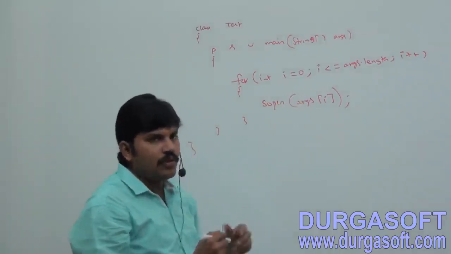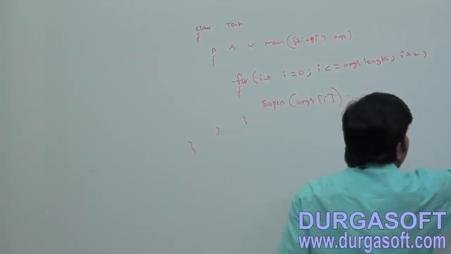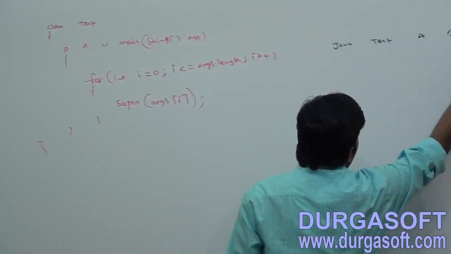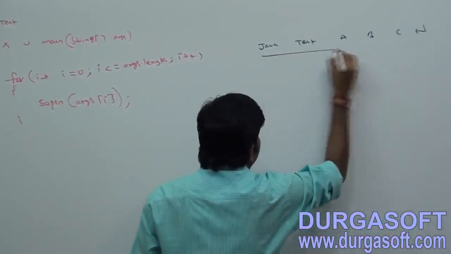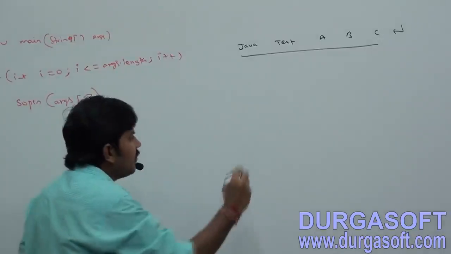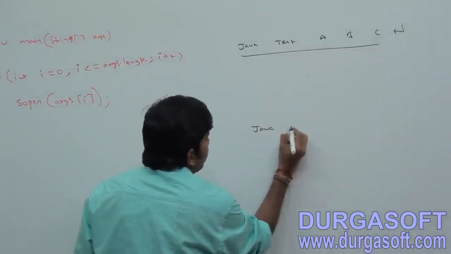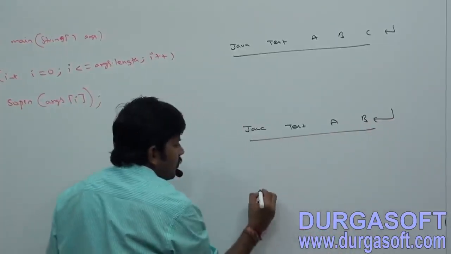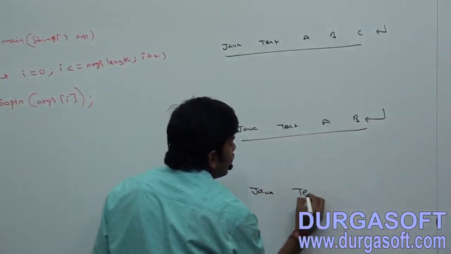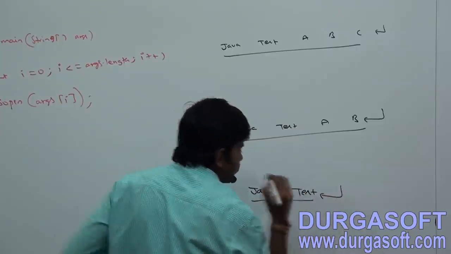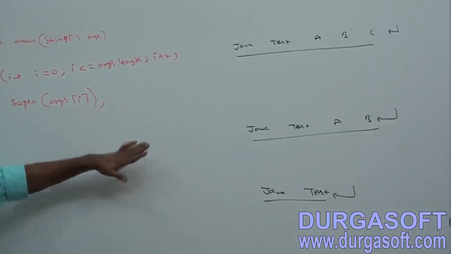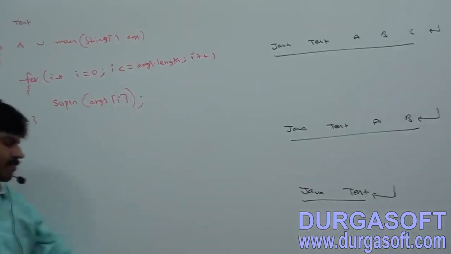Now how am I invoking this program? First invocation: java test A, B, C. So this is my first invocation. Second invocation: java test A, B. Third invocation: java test, like this. Can you tell what is the output we are going to get by default in the first case, second case, third case?